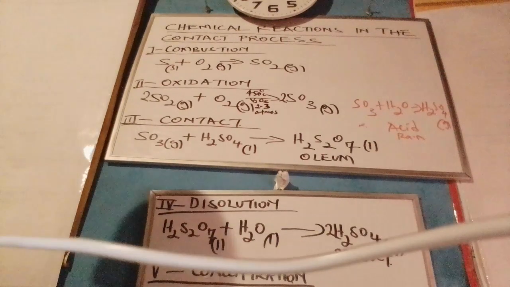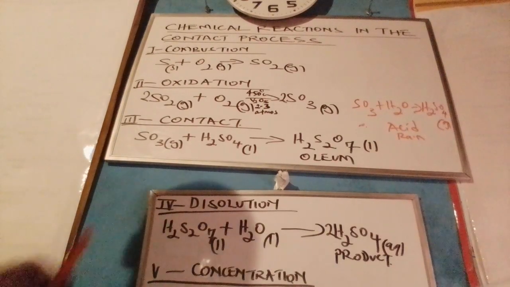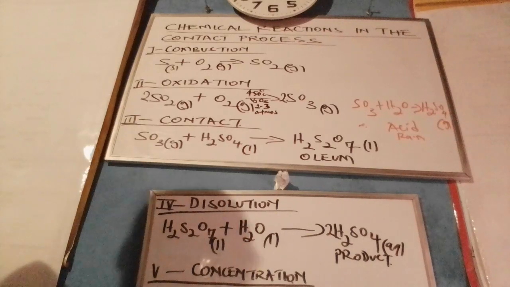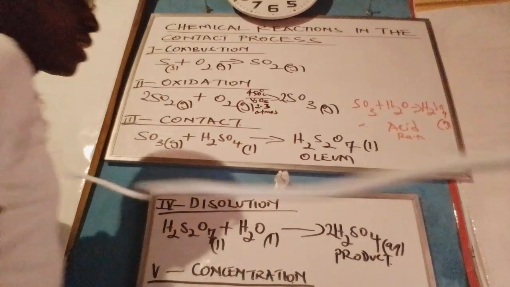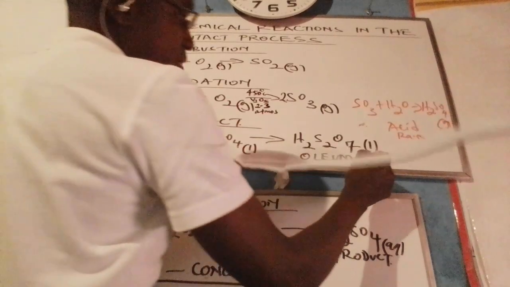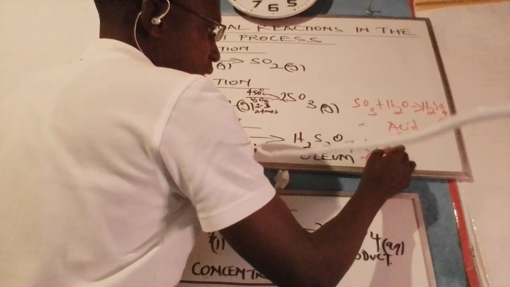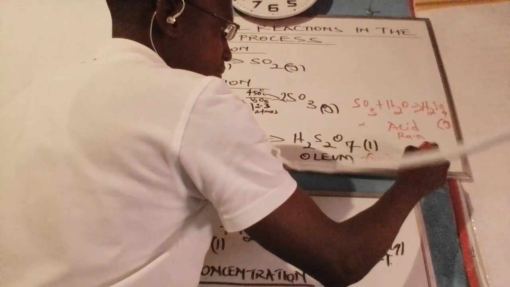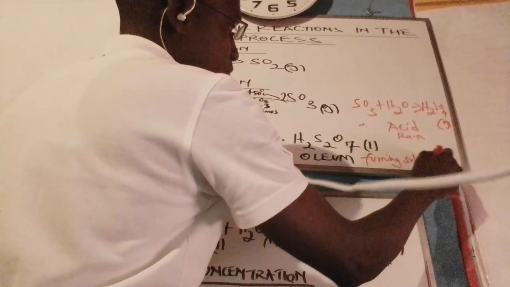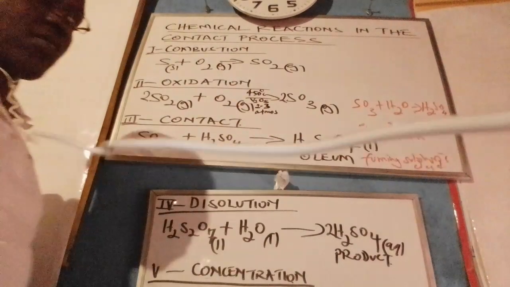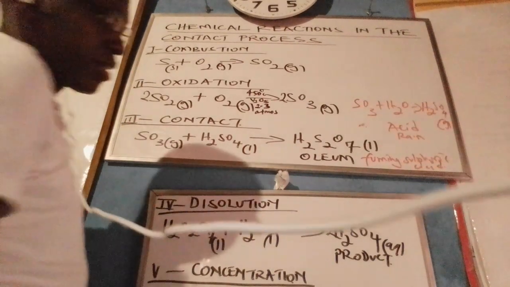To enable us effectively conduct the contact, we therefore dissolve sulfur trioxide not in water but in conc sulfuric acid, and that process leads to the formation of oleum, others referred to as the fuming sulfuric acid. Now, the fuming sulfuric acid, also known as oleum, is subsequently dissolved in water, and when it dissolves in water, it forms the product which is the sulfuric acid.